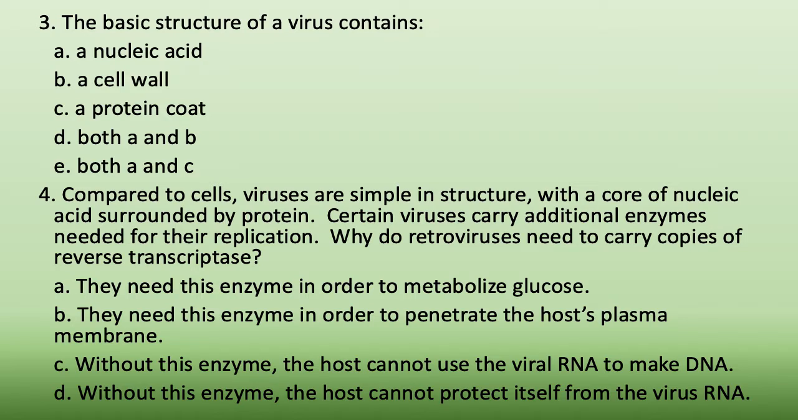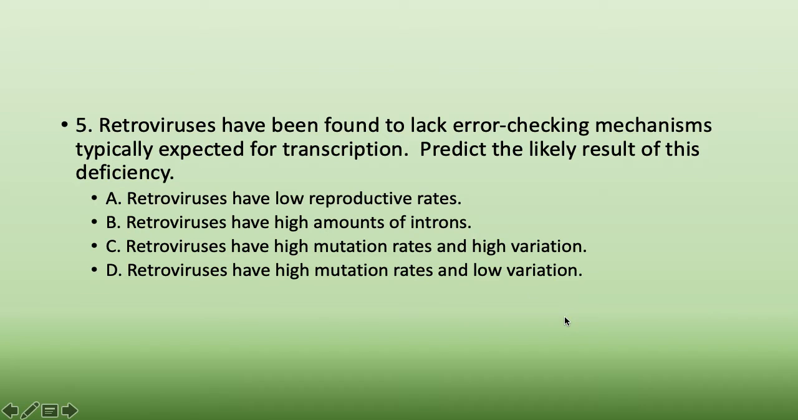Four, compared to cells, viruses are simple in structure with a core of nucleic acid surrounded by protein. Certain viruses carry additional enzymes needed for their replication. Why do retroviruses need to carry copies of reverse transcriptase? It's C, yes. It's the only one talking about replicating its genetic material. Five, retroviruses have been found to lack error checking mechanisms typically expected for transcription. Predict the likely result of this deficiency. C, high mutation rates, and as a result, more variation.